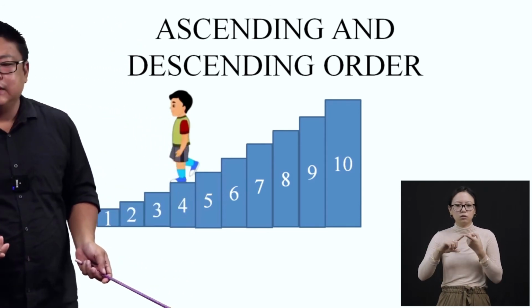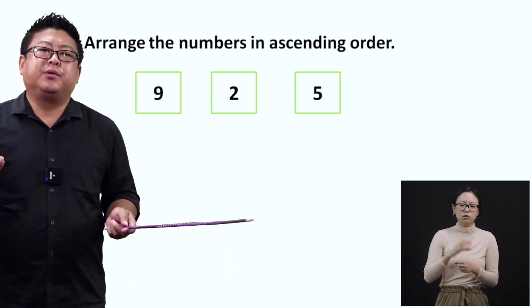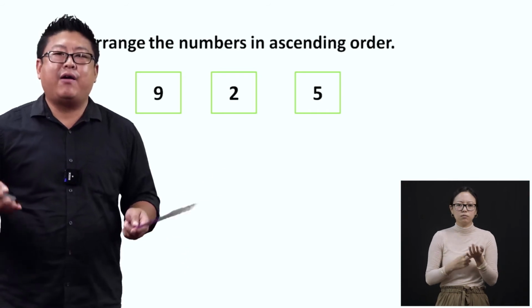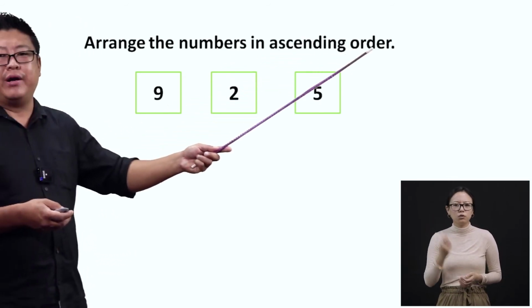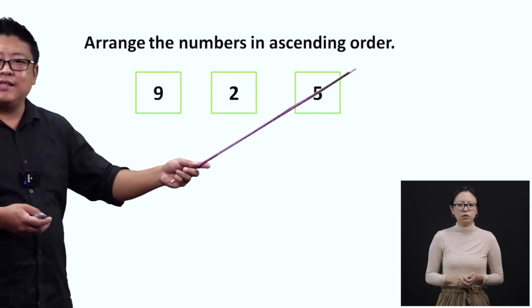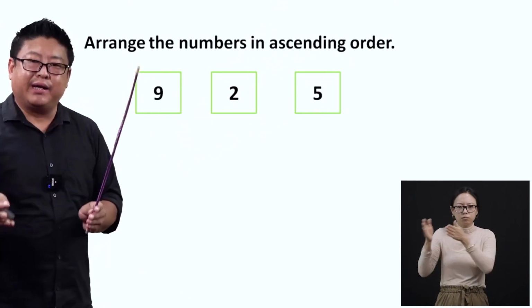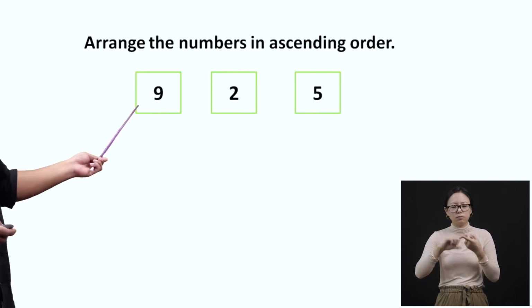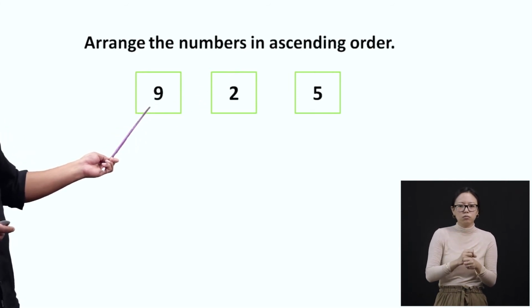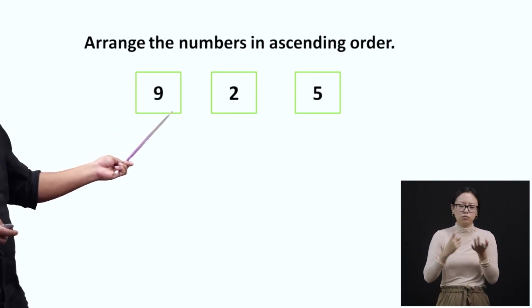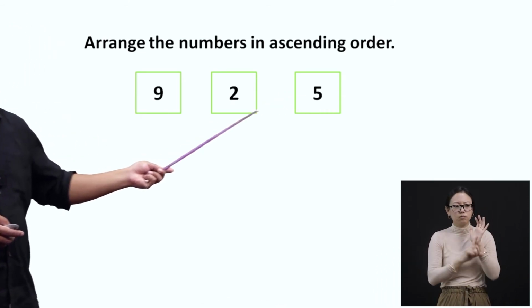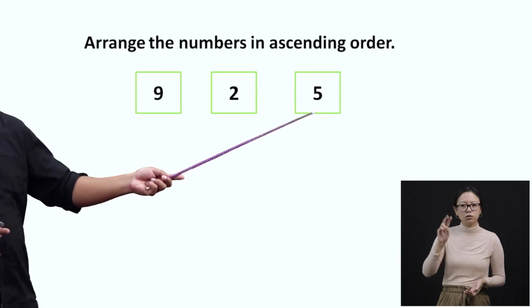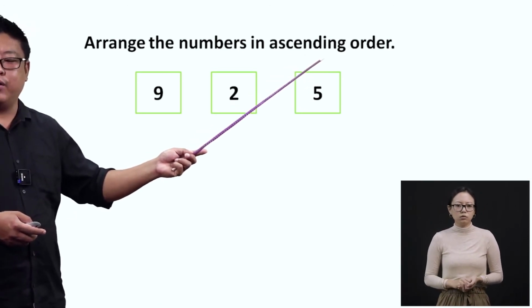Now, let's try to use numbers and arrange these numbers in ascending order. Ascending order means from smallest to biggest, right? So let's identify the numbers here. The numbers given here are 9, 2, and 5. We are going to arrange these three numbers in ascending order, all right?